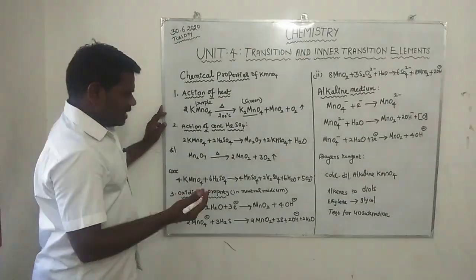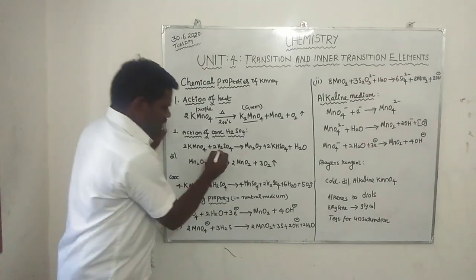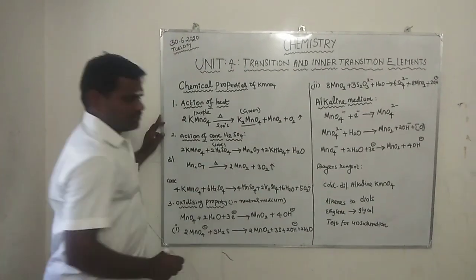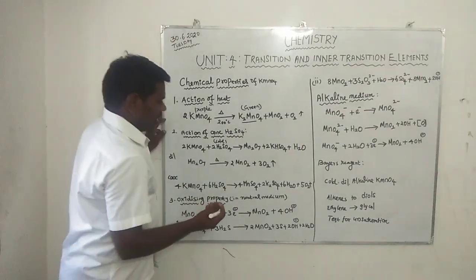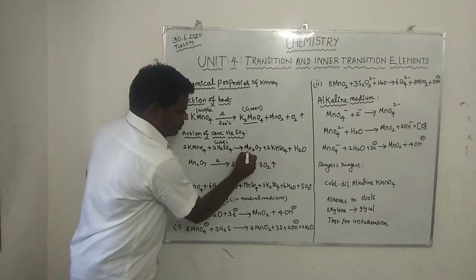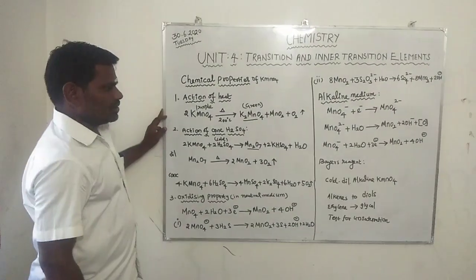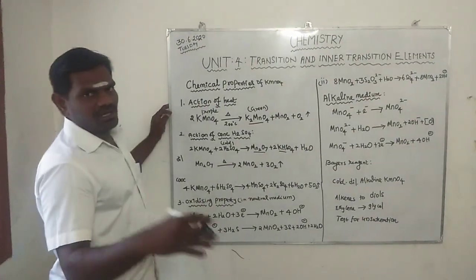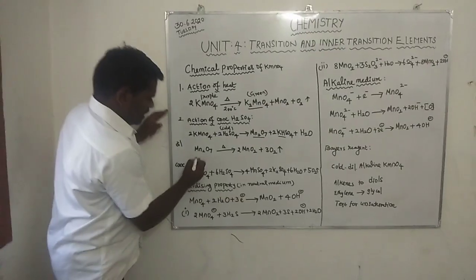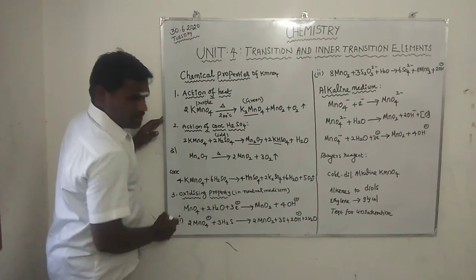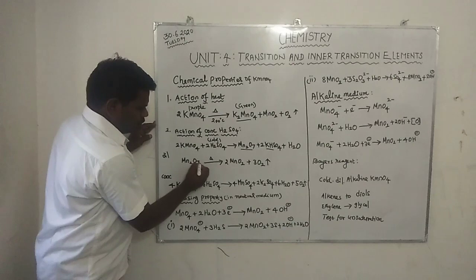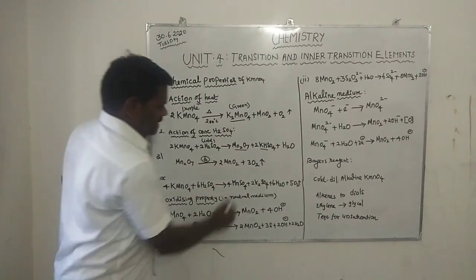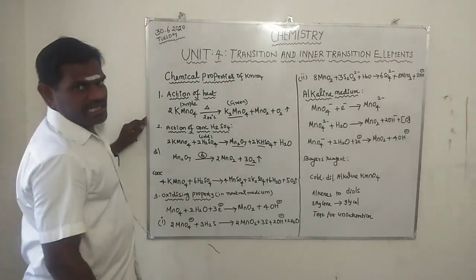The potassium permanganate is treated with cold, which means dilute, H2SO4 to give Mn2O7, and potassium bisulfate and water molecules are obtained. Here the manganese Mn2O7 undergoes heating to give manganese dioxide and oxygen gas evolved.